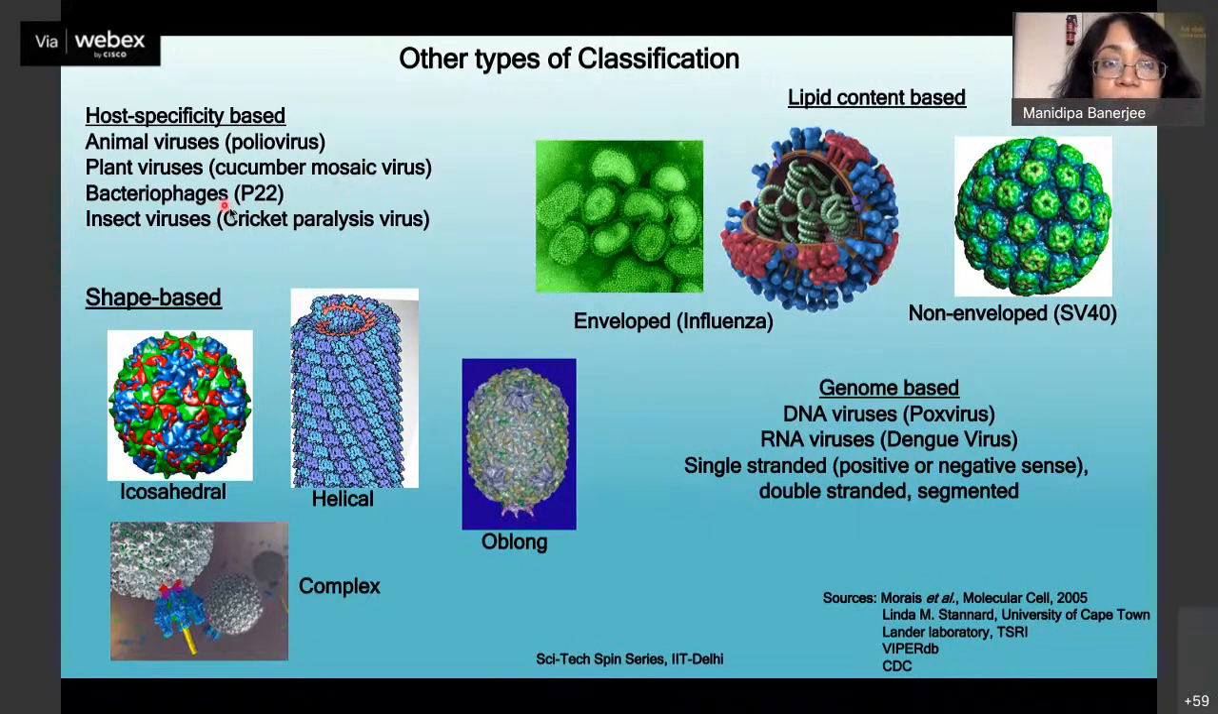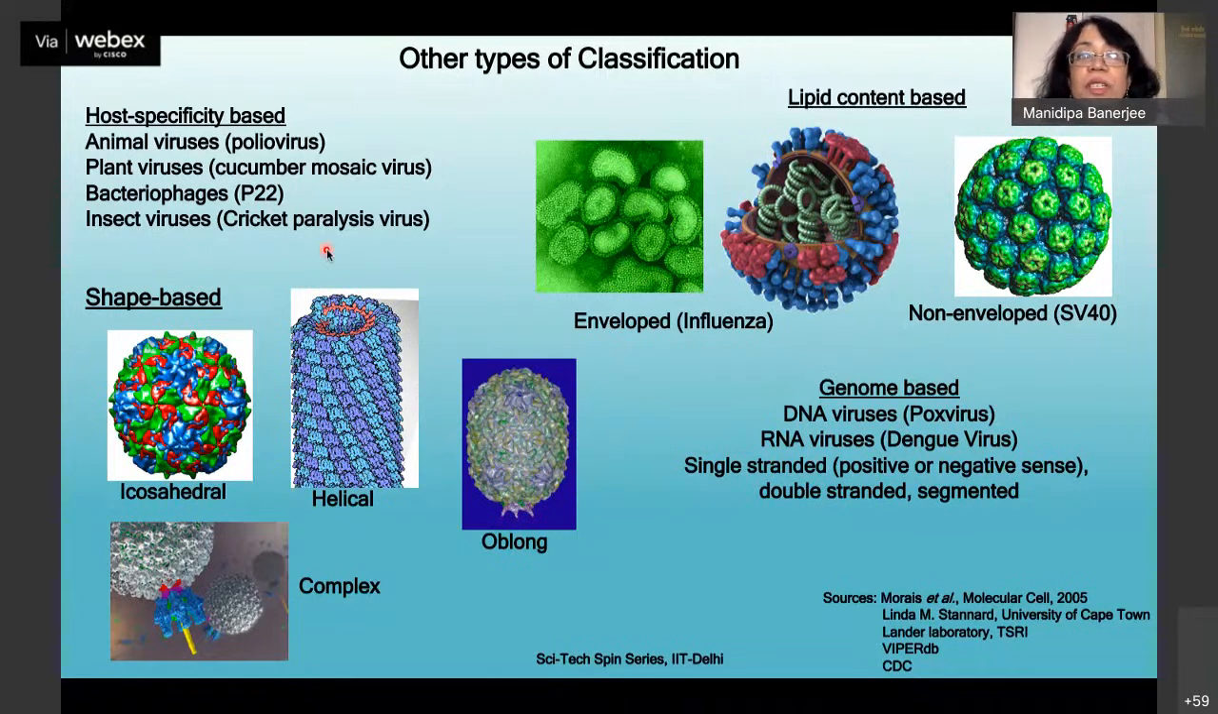Bacteriophages, someone was asking me this question, what are bacteriophages? Can we give some example? Here, if you can see this picture, this is a picture of a bacteriophage. I'll show you a schematic in a minute. So it has a head that is full of genomic material, and then it has a tail. And one of the examples, the image I'm showing here, is a bacteriophage called P22. There are a number of other bacteriophages available, HK97, a number of bacteriophages. And also insect viruses, for example, cricket paralysis virus that apparently paralyzes insects called crickets, right?